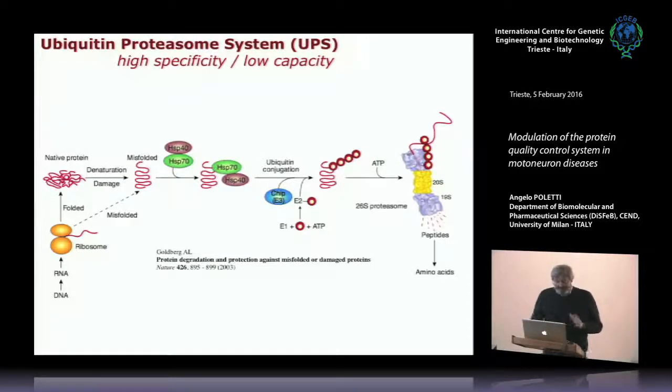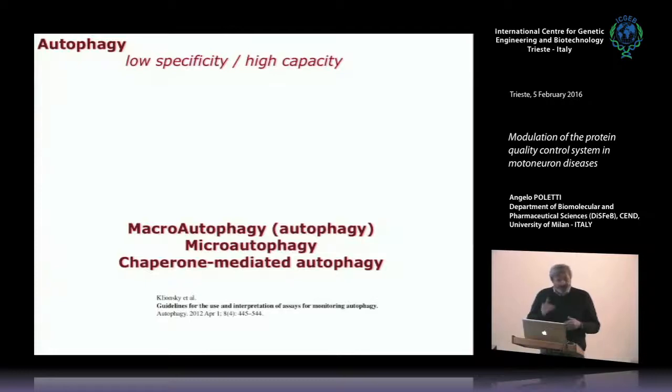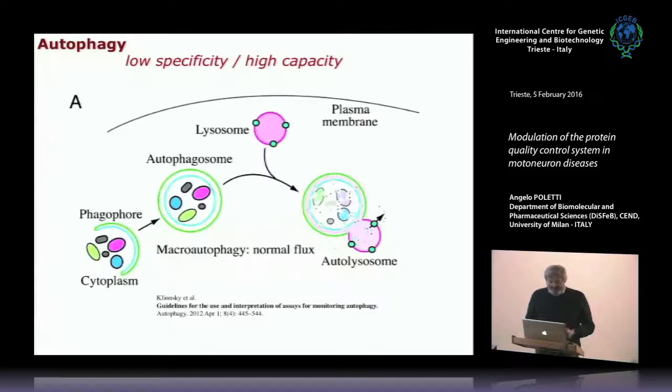But we also have another system, which is alternative, but working in conjunction with the proteasome, and this is the autophagy. We have different types of autophagy, macroautophagy, microautophagy, and chaperone-mediated autophagy. We will focus on macroautophagy. This is a high capacity but low specificity system. So it can recognize huge components, but it has a low specificity. And if it works in this way, protein or organelles or even aggregates can be engulfed into the phagophores that then mature to the autophagosome, and the autophagosome then fuses to the lysosome to give rise to autophagolysosome, where the proteolytic enzymes destroy all the components that are entrapped into the autophagosomes.